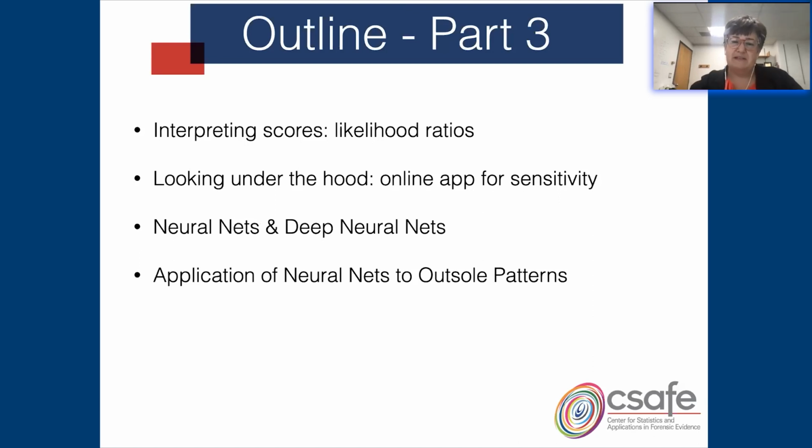So, interpreting scores, in particular likelihood ratio scores, I want to give you a way to look a little bit under the hood of our random forest application for bullet matching. We've got an online app that you can play with to investigate the sensitivity of the model to some of the parameters and some of the choices that we have to make during the matching. Then we'll talk about neural networks and go deep with neural networks and apply them to outsole pattern recognition.